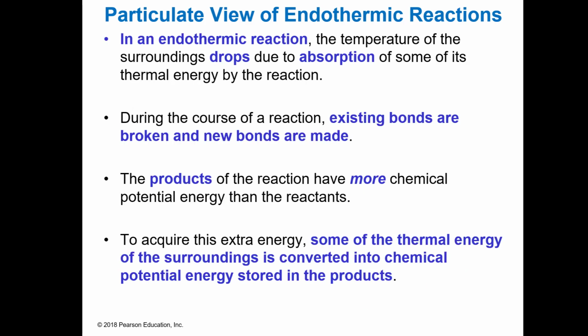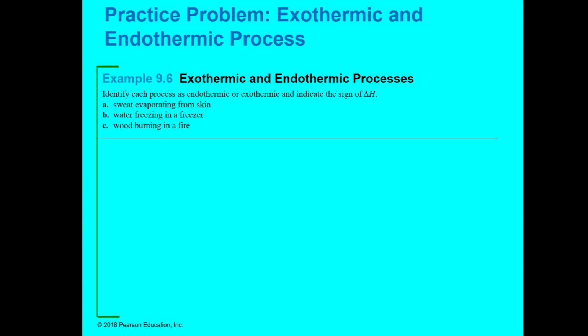In the endothermic reaction, the opposite happens. The temperature of the surroundings drops because you're absorbing thermal energy. The existing bonds are broken and new bonds are made. The products though are going to have more potential energy than the reactants. All right, and so in order to get enough energy for this one to occur, you have to actually pull some energy from your surroundings.